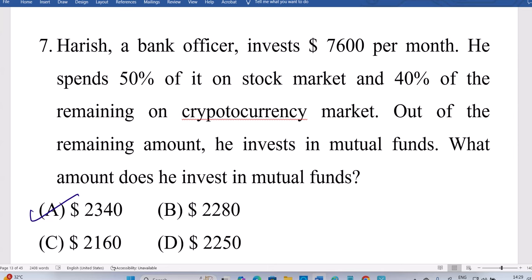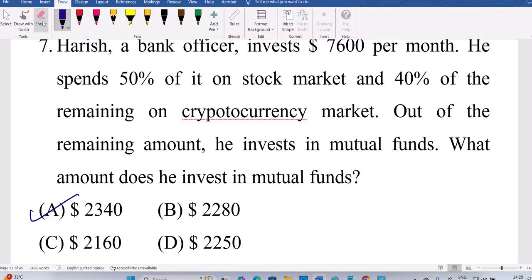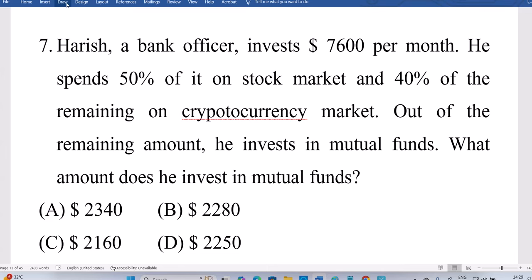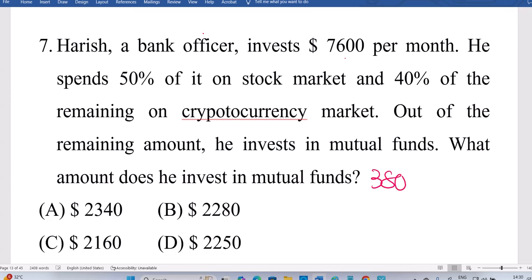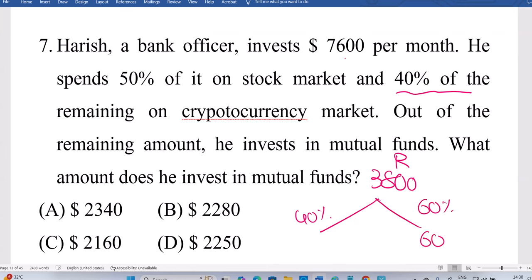Now see, they've directly given the investment value. Okay, you can directly go 50% of that. 7,600, 50% means 3,800. 40% of remaining is this value. 40% is gone. Okay, and remaining amount is what you need to calculate, 60% of this. 60% of 3,800 is 60 into 380, 38. So 60 into 8 is 480, ending with 80 required. 2,280 is the answer. I don't want to complete that multiplication fully.